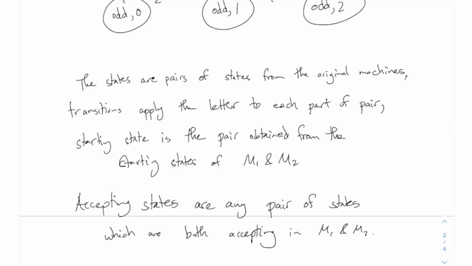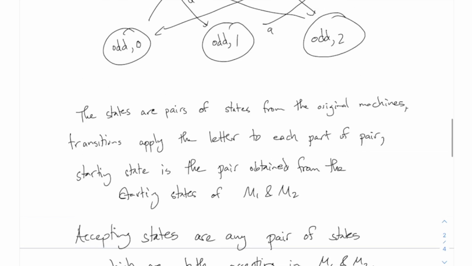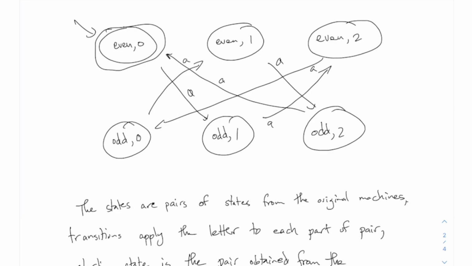And I hope it's clear by what we did. This is going to accept any string of A's which is even length and the length is divisible by 3. All right?